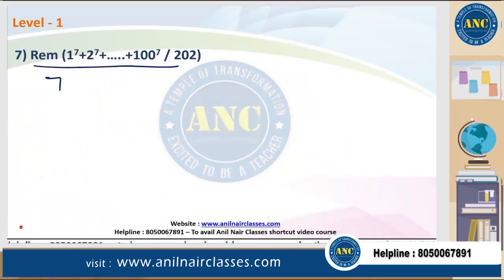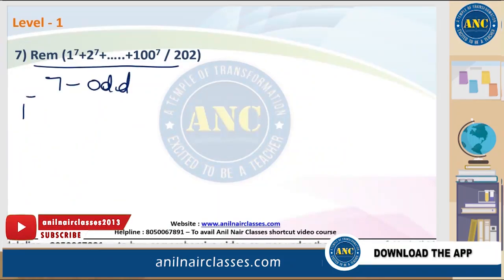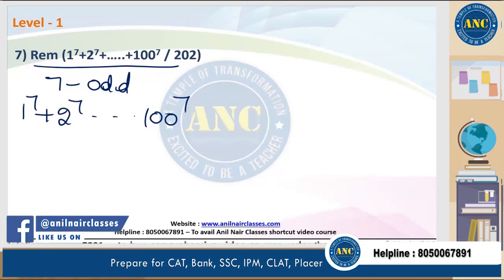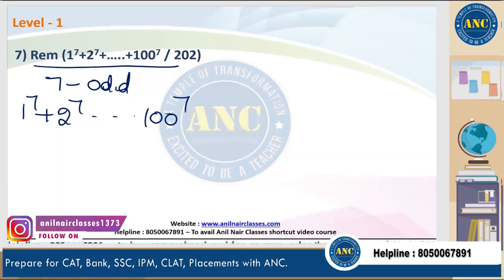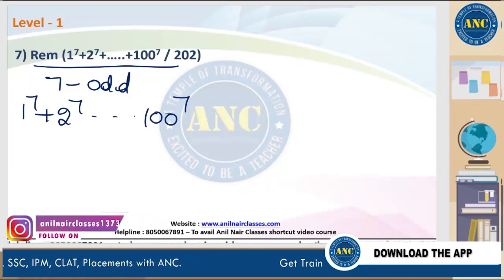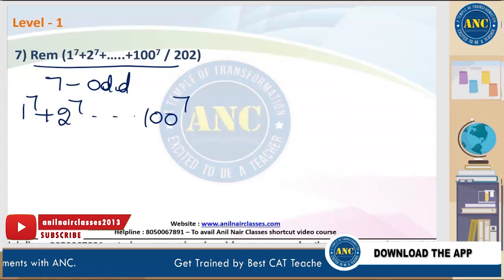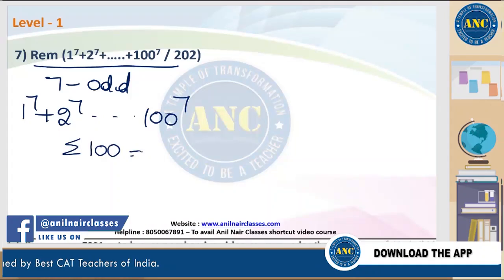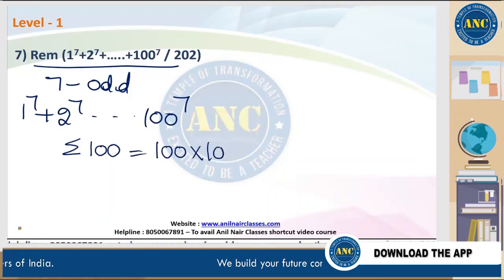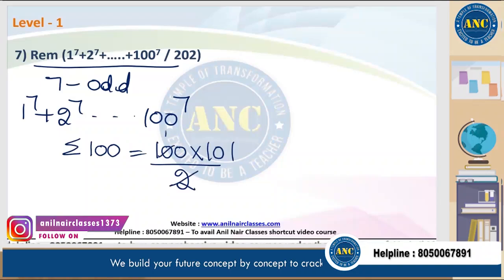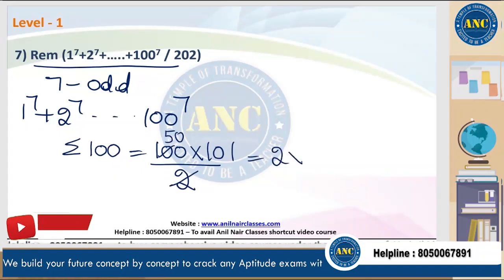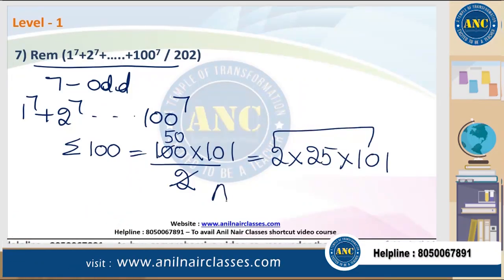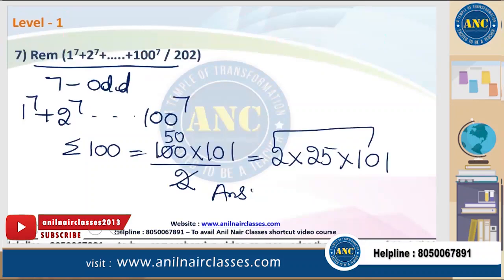What is that concept? 7 is an odd number. 1 power 7, 2 power 7 and so on up to 100 power 7. The bases 1, 2, 3, 4 and so on up to 100 are consecutive natural numbers, and consecutive natural numbers are always in AP. So it is divisible by the summation of 100. The summation of 100 is 100 into 101 by 2, so 2 ones are 2, 50s are 50, which is nothing but 2 into 25 into 101. 101 into 2 is 202. So the answer is 0.